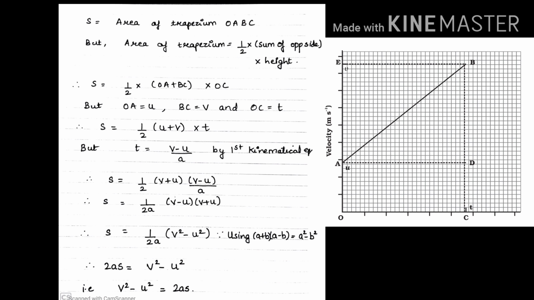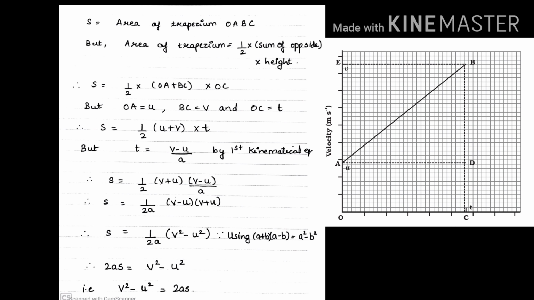But from the first kinematical equation of motion, if we rearrange that equation, we get t is equal to (v minus u) upon a. Now substituting the value of t in the above equation, we get s is equal to (v plus u) multiplied by (v minus u) upon a. Again rearranging this equation, we get s is equal to 1 upon 2a into (v minus u) and (v plus u).